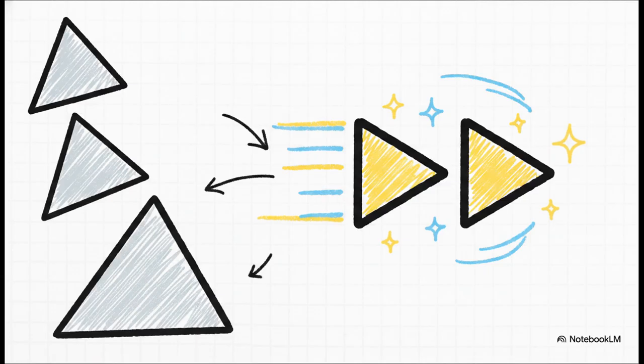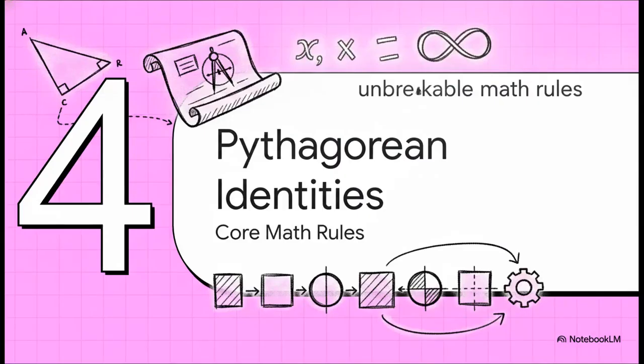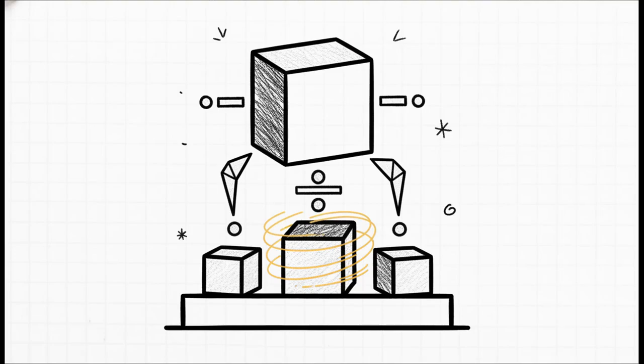Memorizing these standard triangles is literally like having a VIP fast pass for your exam. Let's level this up in Section 4, the Pythagorean Identities. So what happens when we combine the Pythagorean theorem with those blueprint ratios we just learned? We uncover some unbreakable math rules.